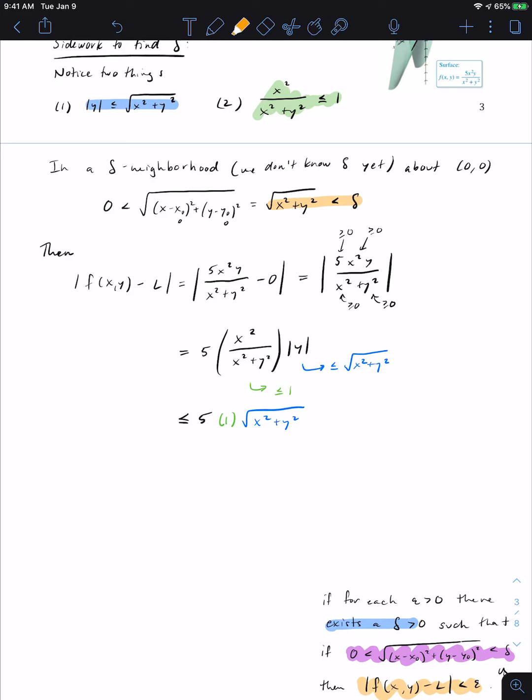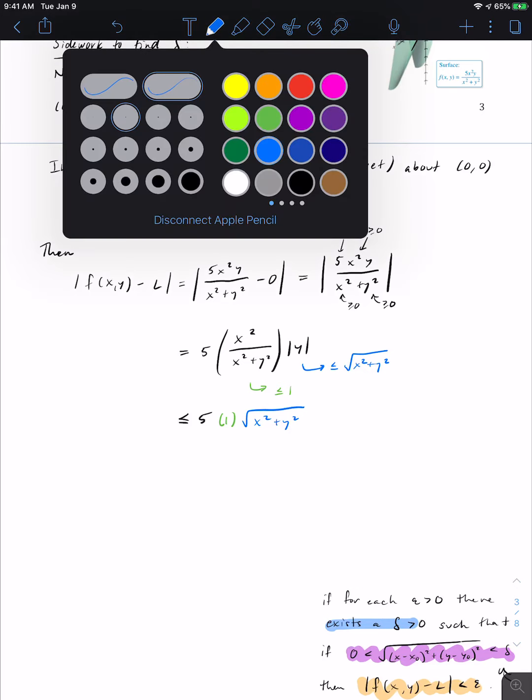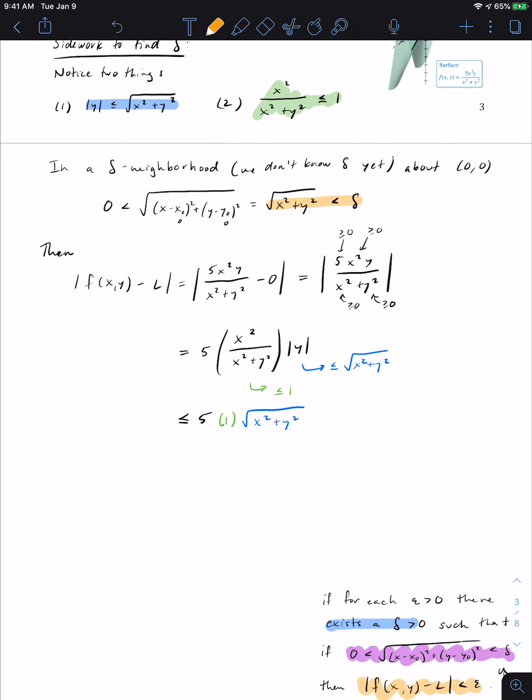But now, what is the square root of x squared plus y squared less than? If I look at the third thing I highlighted, this is less than delta, so I can replace the less than or equal to with a strictly less than, and 5 gets left alone. 1 is just 1, so I forget about it. And then instead of writing the square root of x squared plus y squared, I can write delta.